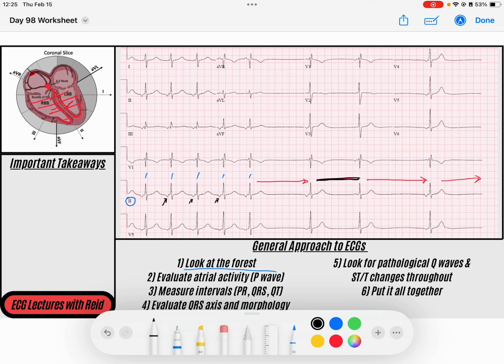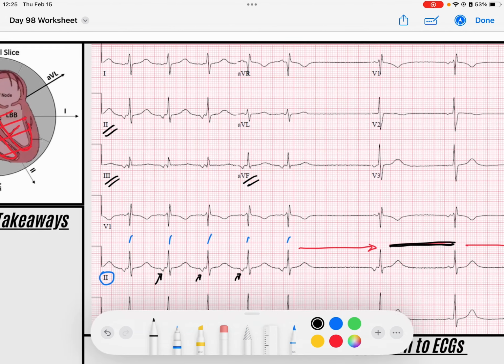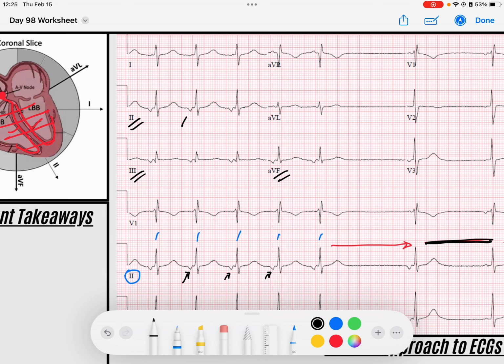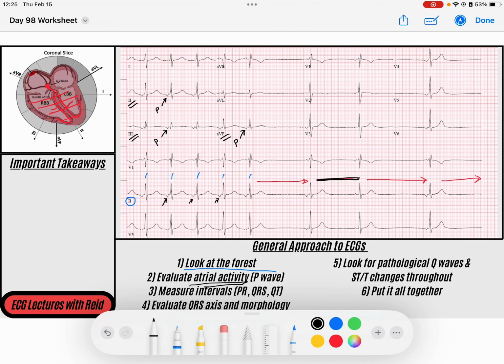So let's evaluate what the atria is doing in this rhythm. Those P waves, I notice that they are negative in my inferior leads, so leads 2, 3, and AVF. If I zoom in at these P waves, that P wave is negative. This P wave in lead 3 is negative. The P wave in AVF right here is negative. So the P waves that are contributing to this initial rhythm are negative in leads 2, 3, and AVF.